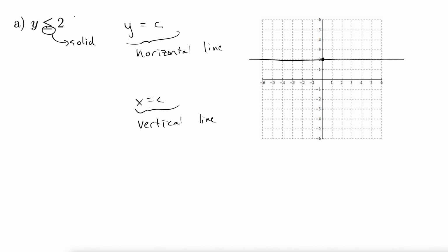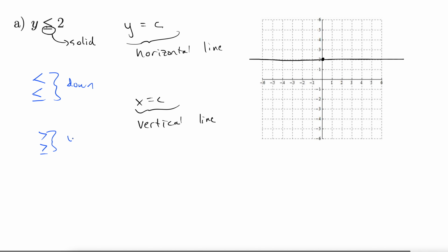And in this case, a less than or equal to is going to be shade down. And a greater than or equal to is going to be shade not down, but up. Okay, so here we go. This is a less than or equal to, so we shade down.